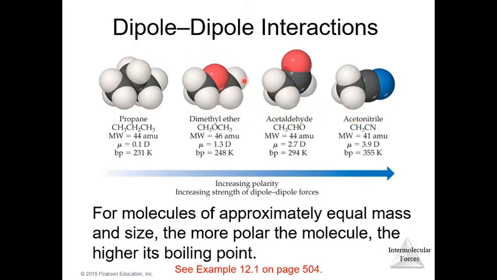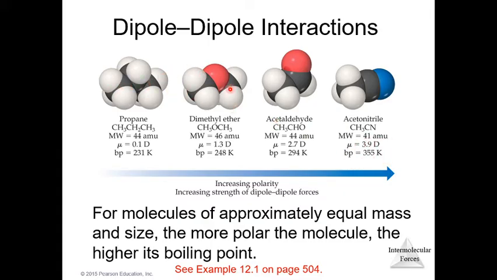So I'm going to compare 4 molecules here. They're similar size, similar shape, similar mass, but the polarity is quite different. I've got propane, which is nonpolar, dimethyl ether, acetaldehyde, acetonitrile. As I'm moving from left to right, you look at the dipole moment here, it's getting bigger. And look how that correlates with boiling point. The higher the dipole moment, the more separation of charge, the higher the boiling point. So I'm going from 231 Kelvin all the way up to 355 Kelvin.